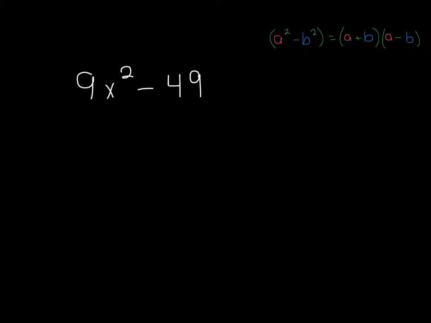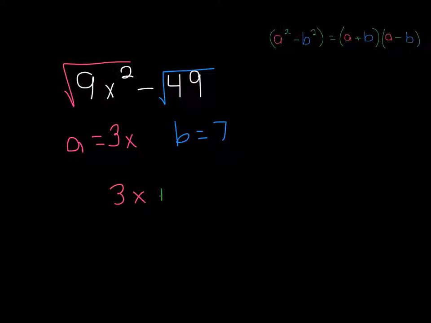Okay, let's look at a second example. Again, both terms are perfect squares with the subtraction sign in the middle. So we take the square root of this one, and that gives me A, which would be 3x. Square root of the last term means B equals 7. So we have 3x plus 7, and we have 3x minus 7.